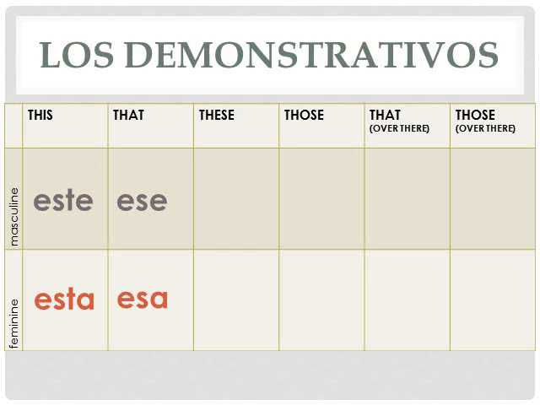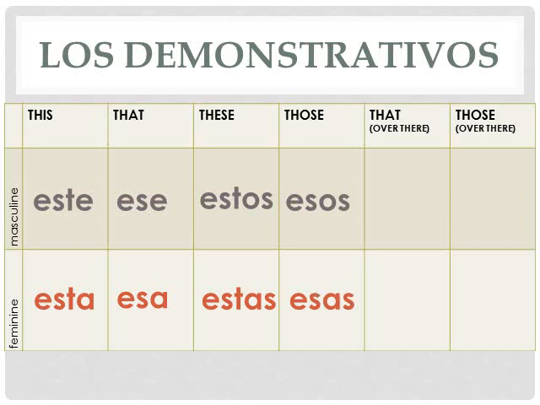There are two different ways to say these. The masculine form is estos, and the feminine form is estas. Two different ways to say those. The masculine form is esos, and the feminine form is esas.